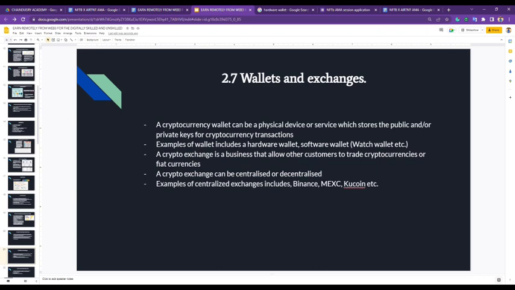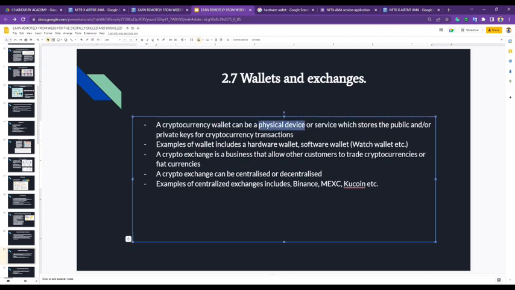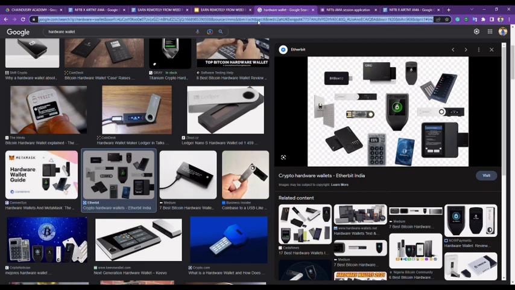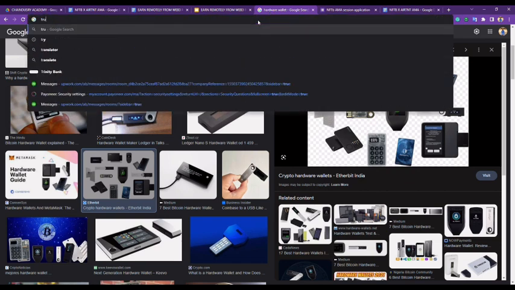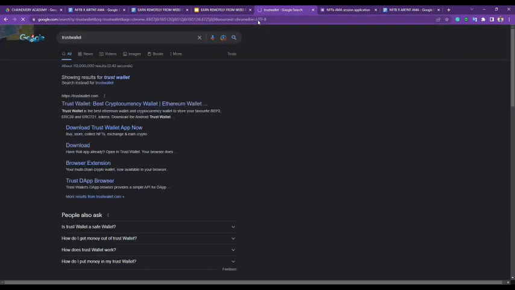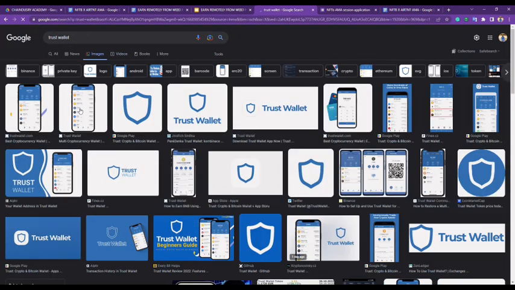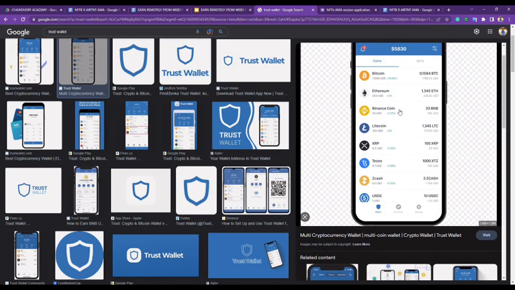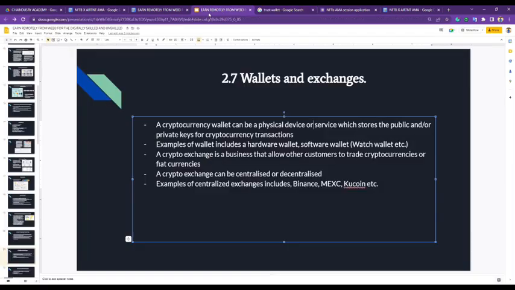So when I say the wallet can be a physical device or a service, when you talk about service, some of the most popular blockchain wallets are Trust Wallet, blockchain.com, MetaMask, Token Pocket. There are many of them that provide these services for you to store your cryptocurrency on the online platform. This is a typical example of what I'm talking about. So you store this with your mnemonic phrase and whatever keys you have to store your cryptocurrency on their chain, and then you would be able to complete your transactions there. Examples of a wallet include a hardware wallet or software wallet.